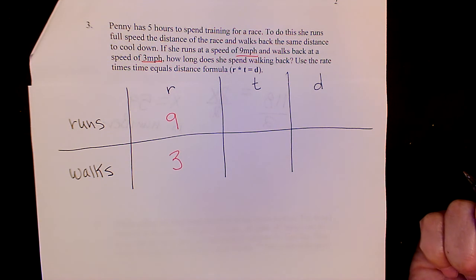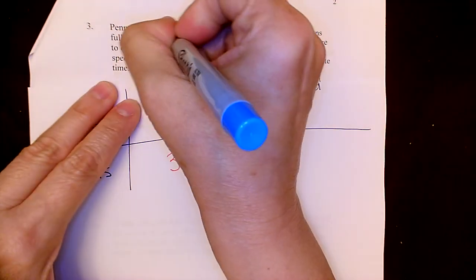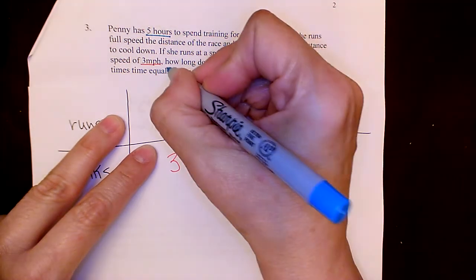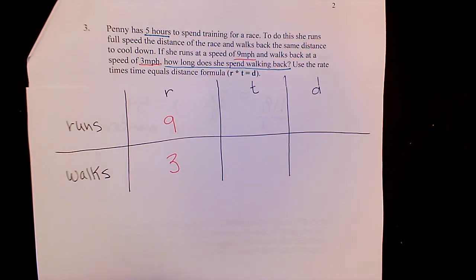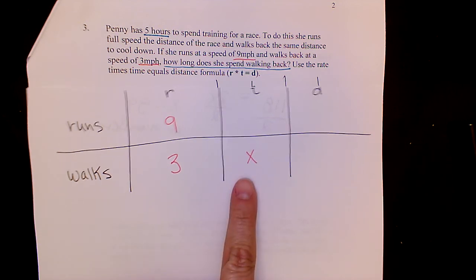Okay. How much time is she spending training? Let me use a different color. I've got 5 hours training. And what are we looking for? Here's what we're looking for. How long does she spend walking back? So X is going to be the time spent walking back. That's what they're asking us. That's what we need to find. So I put my X in the time column because that's what we're looking for.